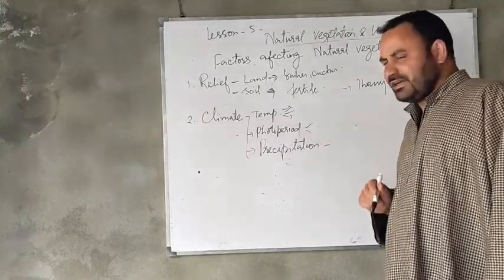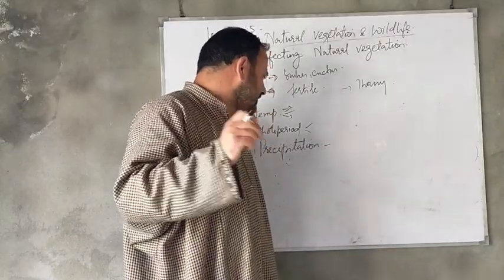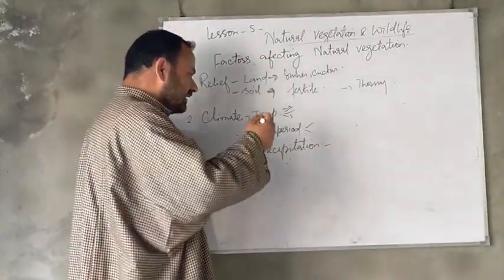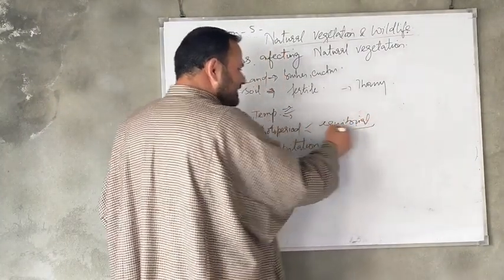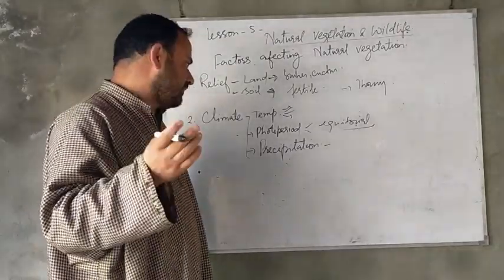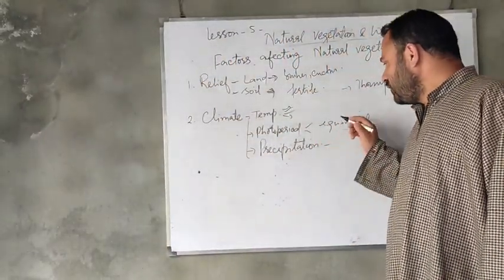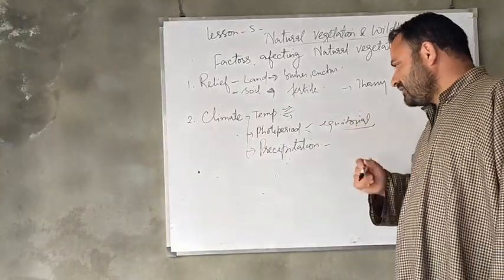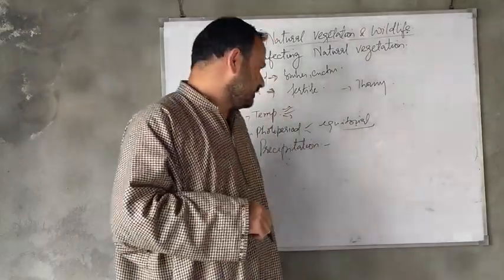Another feature of climate is photoperiod. The places on the surface of earth that receive more sunlight, generally the equatorial areas, the places located on the tropics, either the Tropic of Cancer or the Tropic of Capricorn, receive more sunlight than polar regions. And naturally, when there is more sunlight, there will be more growth of plants and trees.